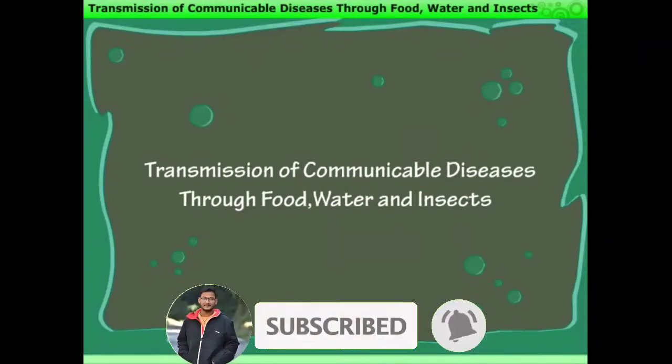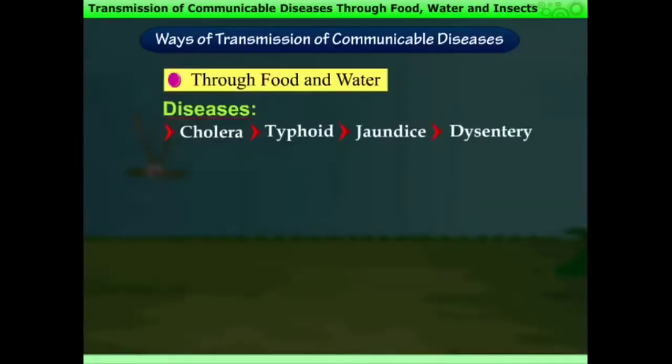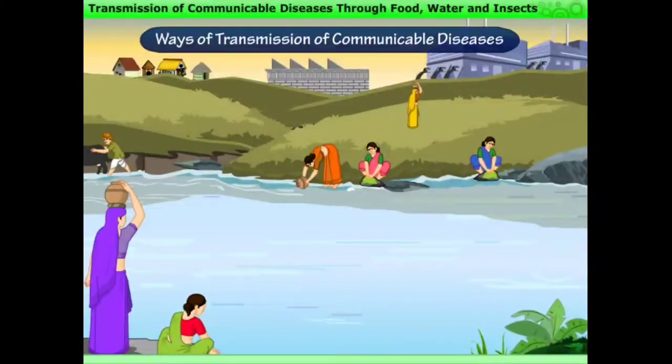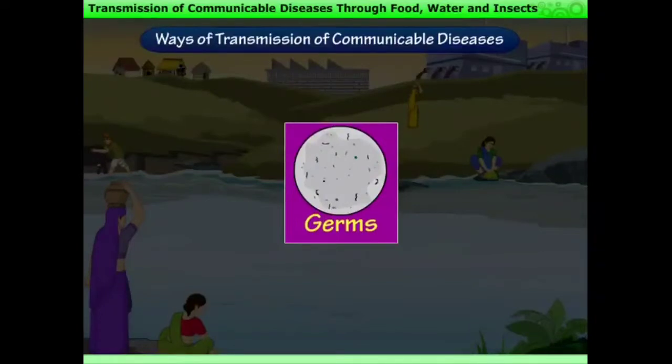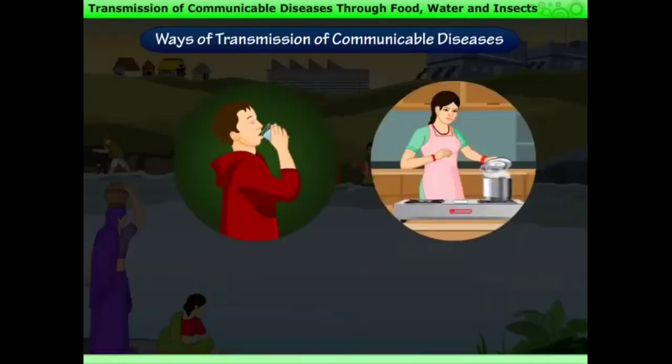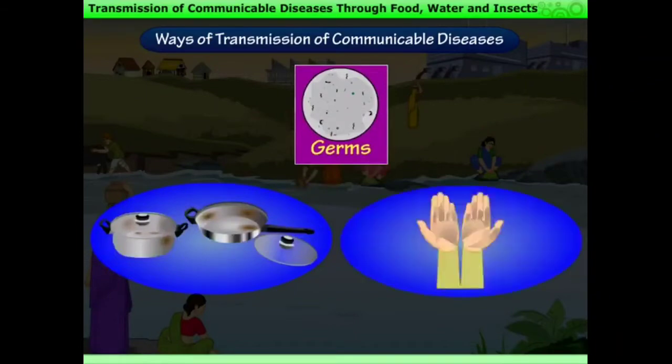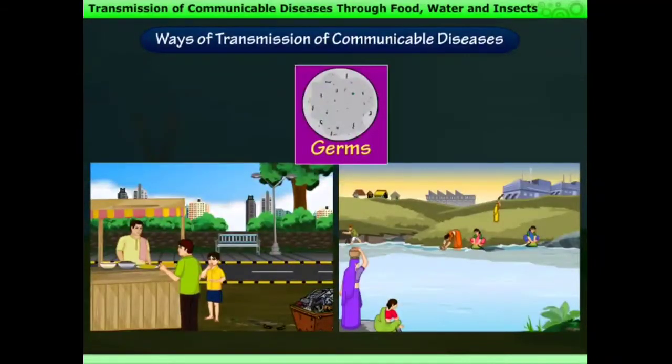Transmission of communicable diseases through food, water, and insects. The germs of diseases like cholera, typhoid, jaundice, dysentery, etc. are transmitted through contaminated food and water. When infected people defecate, bathe, or wash clothes near rivers or lakes, the germs from their feces, body, or clothes get mixed with the water. When such contaminated water is used for drinking and cooking, these germs enter the human body, causing diseases. Germs also get into food when it is cooked in dirty utensils or with dirty hands. Thus, disease-causing germs can enter our body through contaminated food and water.